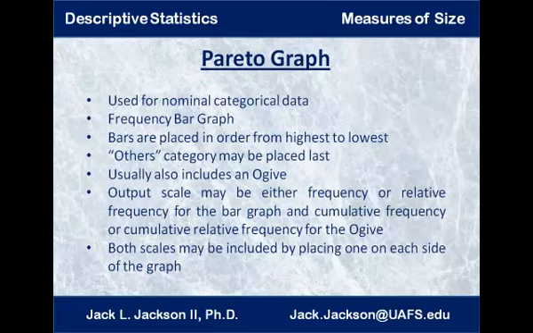So the output scale may either be frequency or relative frequency for the bar graph, and always is cumulative frequency or possibly cumulative relative frequency for the ogive. You can include both by placing scales on both sides of the graph. One a percentage scale, one an actual count scale.